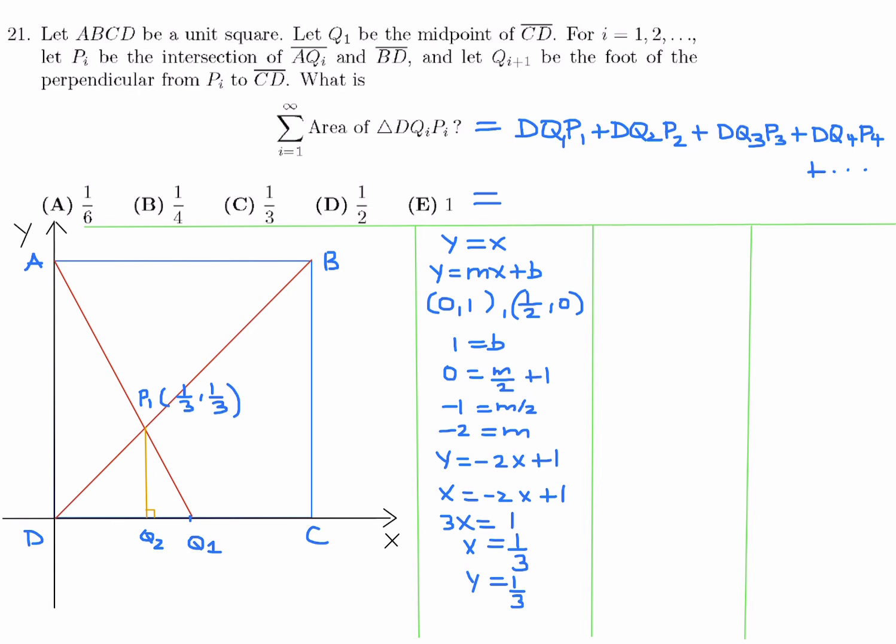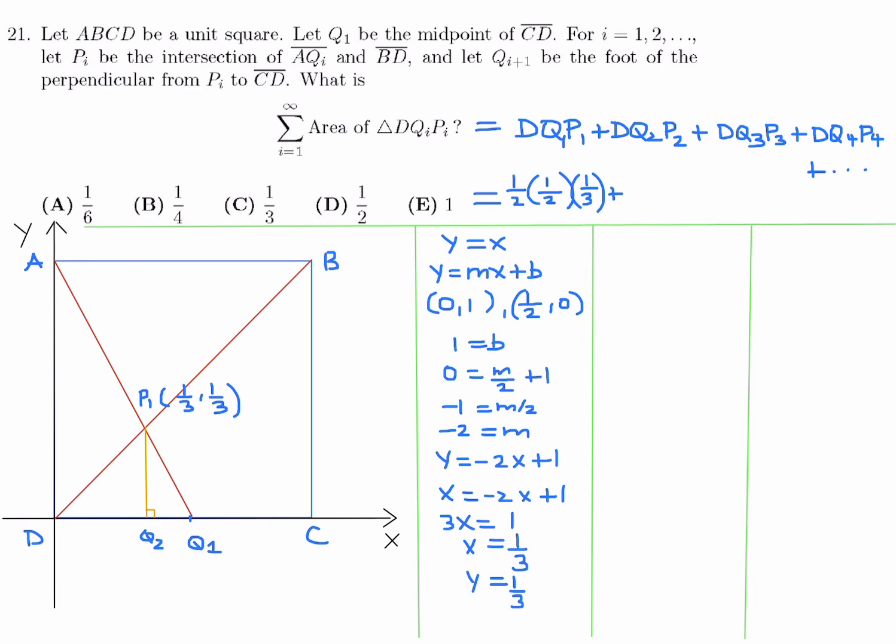And therefore, I can now figure out the area of the first guy. 1/2 base times height. The base is from here to here. Well, that's a half. We knew that, because Q1 is the midpoint of that unit square. And then P1, well, I just figured out the y coordinate is 1/3. So there we go. We just figured out the area of the first one.